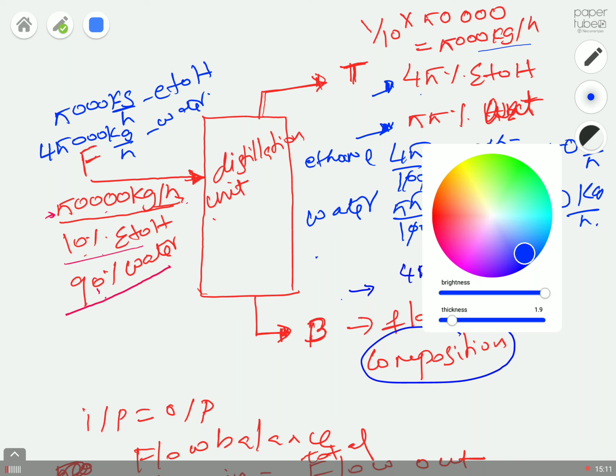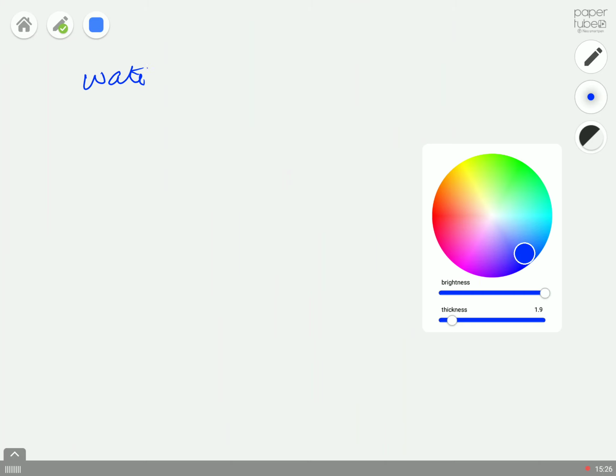So now we can calculate the mass of ethanol that comes in the bottom, and the mass of water that comes in the bottom. It's really easy. So let's say water in equal to water out. So how much mass of water goes in? We have F, and we know top plus bottom for water.